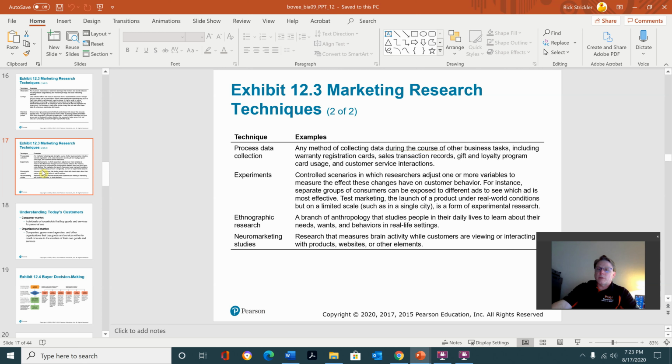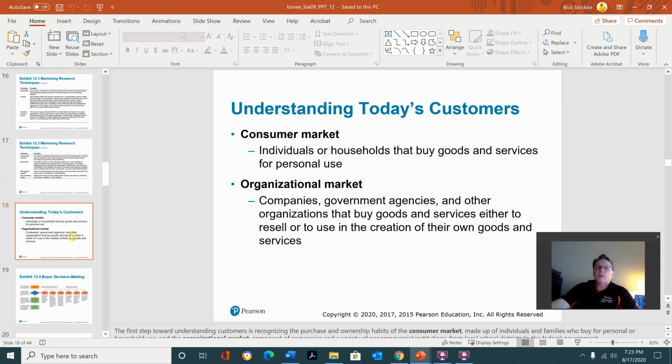And neuromarketing research measures brain activity when customers are viewing or interacting with products, websites, or other elements, to see if it's stimulating the brain or if they find it boring, basically. Just because they find it interesting doesn't mean they're going to buy it, but it's a way of saying whether they actually pay attention to it or not. And then consumer markets: individuals, households. And organizational markets: companies, governments, those types of things.